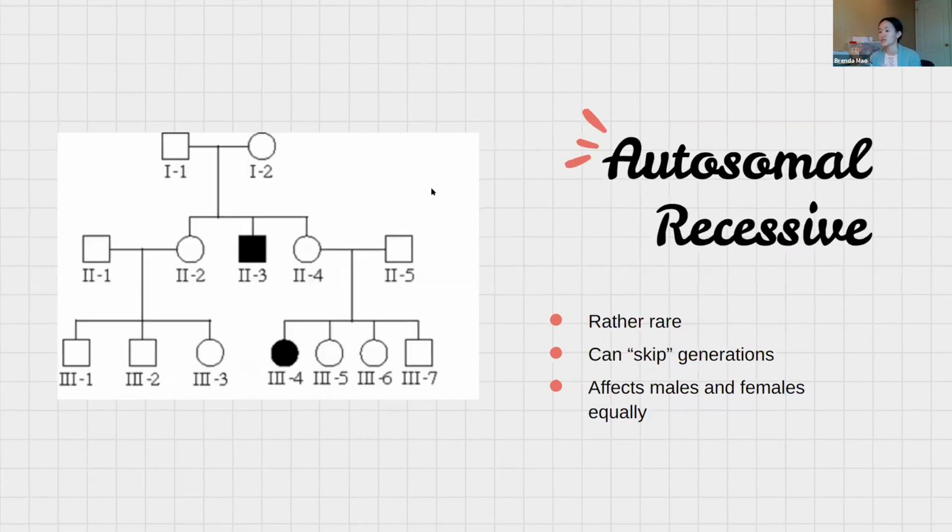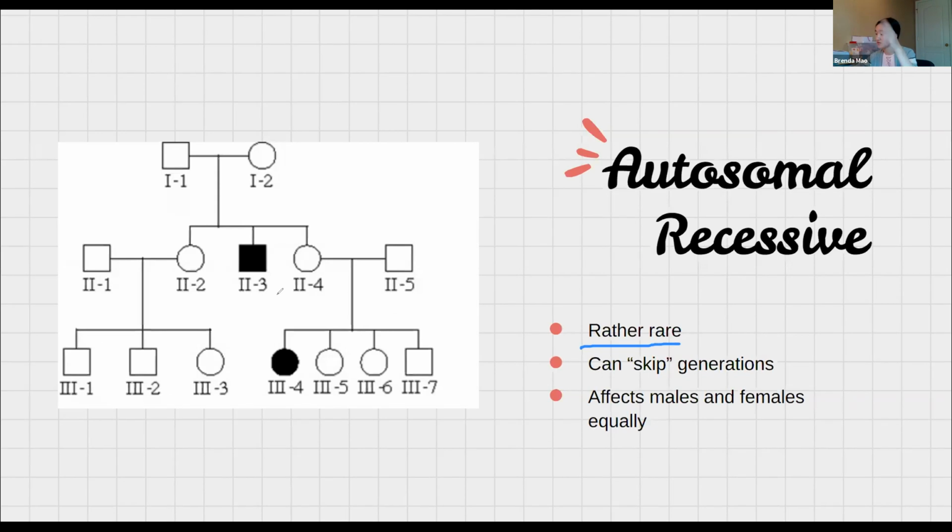All right, next is autosomal recessive. First of all, rather rare. You can see we only have 2 people who actually have this in this pedigree, and this can skip generations. It doesn't really skip one in here, but for example, if we had these 2 unaffected parents, and then they had an unaffected child who married another unaffected person, and then they had a child who suddenly did have the recessive trait.